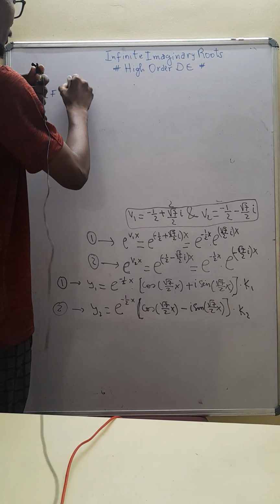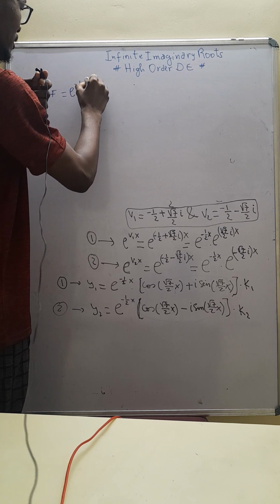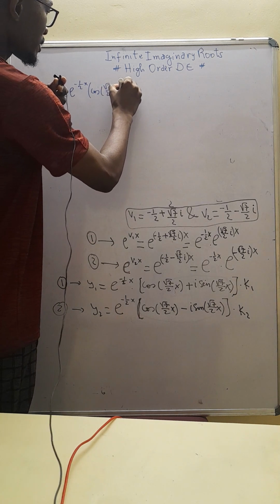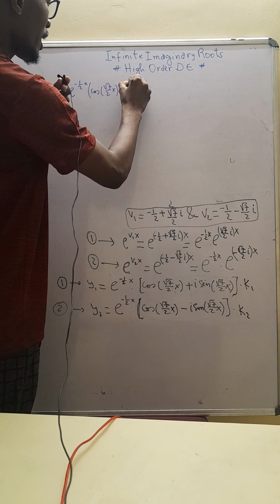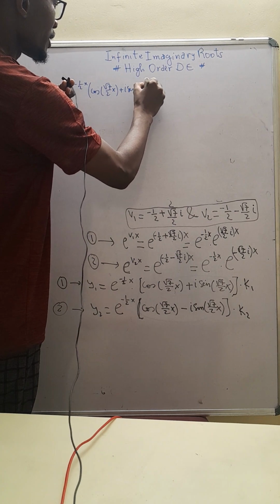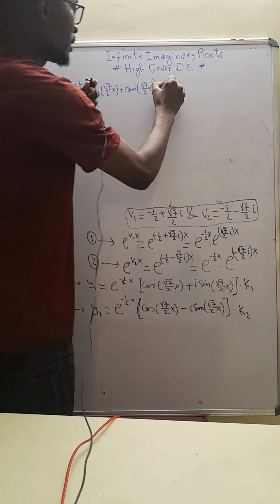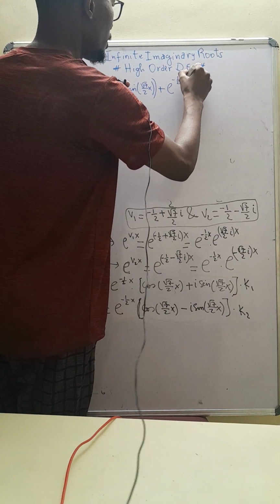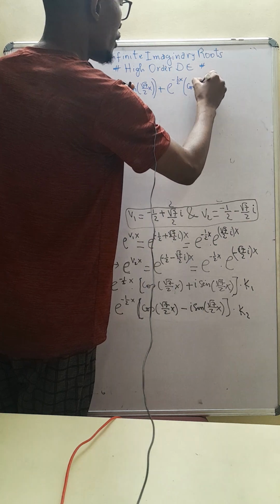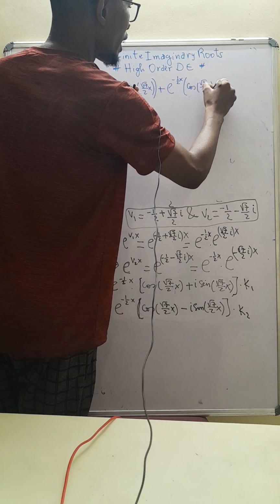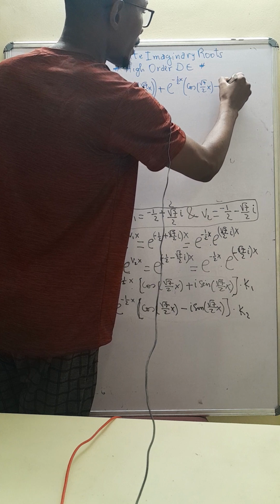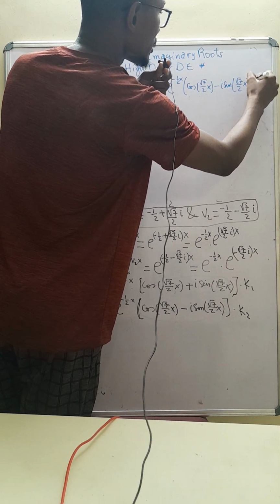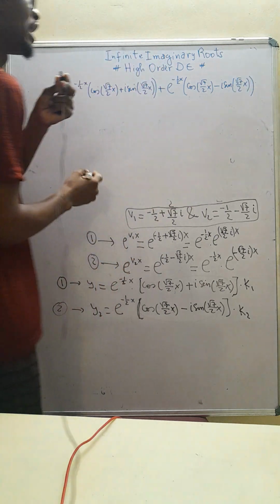CF will be Euler raised to minus 1 by 2x multiplied by cos of root 7 by 2x plus i sin of root 7 by 2x, then plus Euler raised to minus 1 by 2x multiplied by cos of root 7 by 2x minus i sin of root 7 by 2x. This will be the solution.